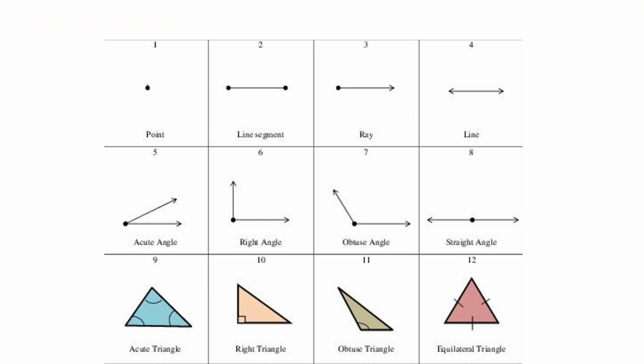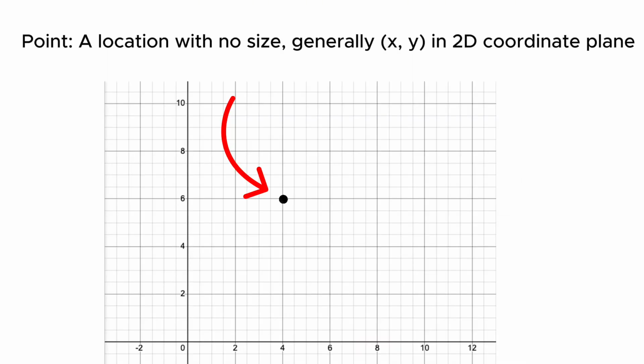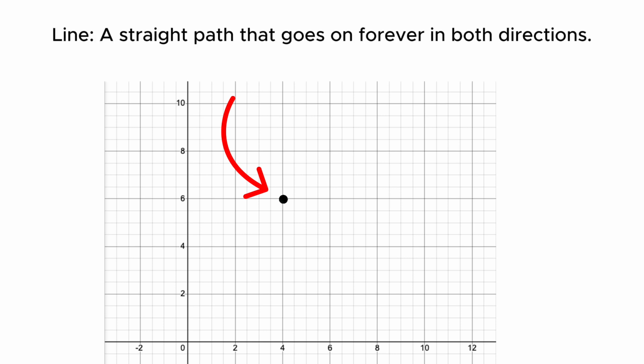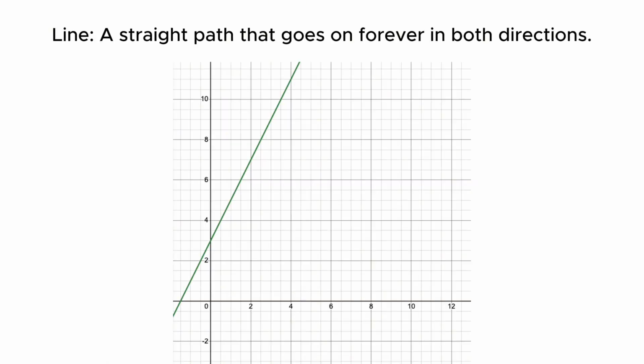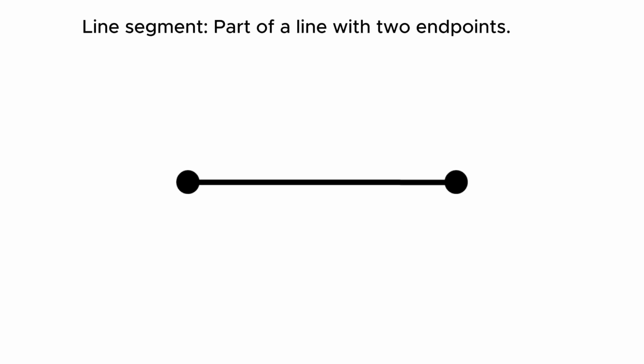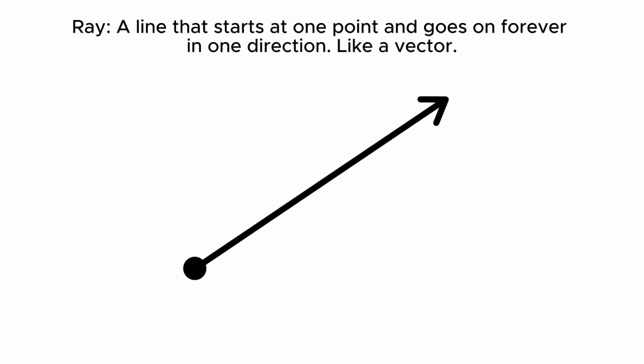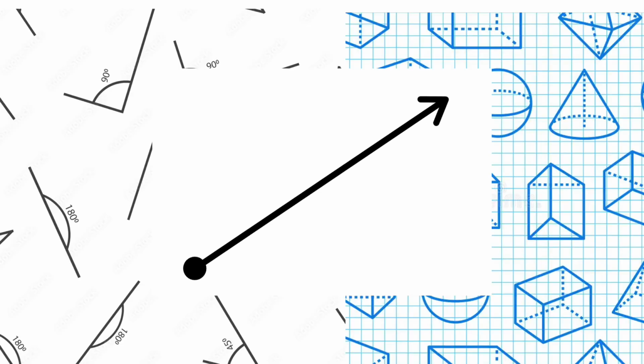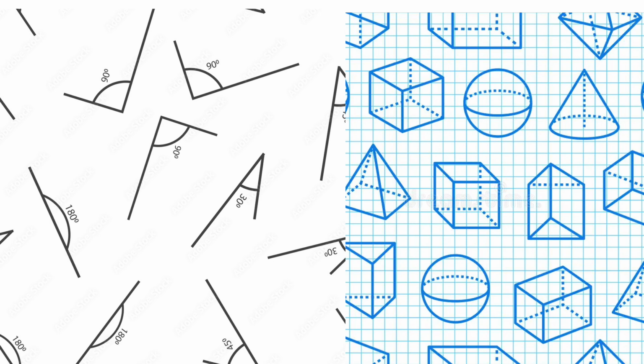Key terms are a point, which is a location with no size, generally x, y, in a 2D coordinate plane. Line, a straight path that goes on forever in both directions. A line segment, part of a line with two endpoints. Ray, a line that starts at one point and goes on forever in one direction, like a vector. The collection and rearrangement of multiple lines create angles and various shapes.